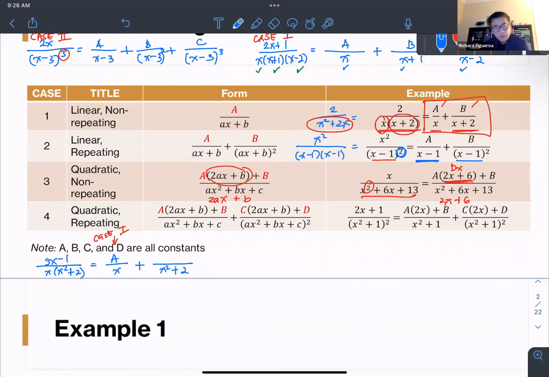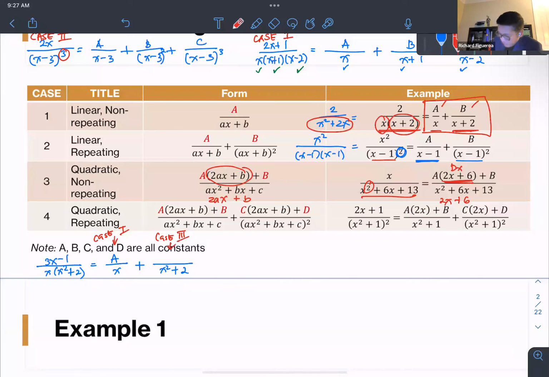How about x squared plus 2? X squared is quadratic. X squared plus 2 is quadratic. But is it repeating or non-repeating? It's non-repeating because it doesn't have any external exponent. Okay, so therefore, I'm going to make this one as case 3.